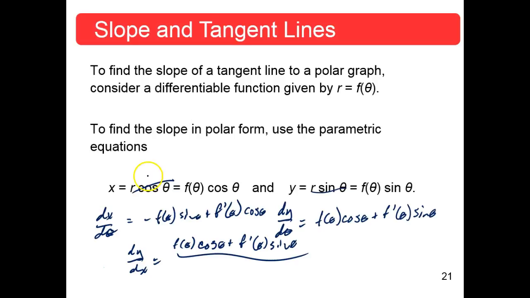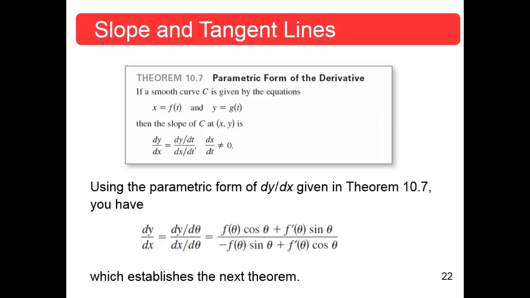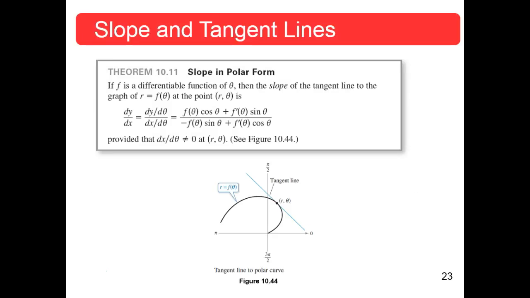divided by, and I like to rearrange the order, I don't know if this is fair to do or not, but it's fine, cosine theta minus f of theta sine theta. I just don't like leading off with a minus sign, so that's why I changed that. So let's see if that's what they get over here. Yeah, that is. They kept it in the other form. And that establishes the next theorem: slope in polar form.